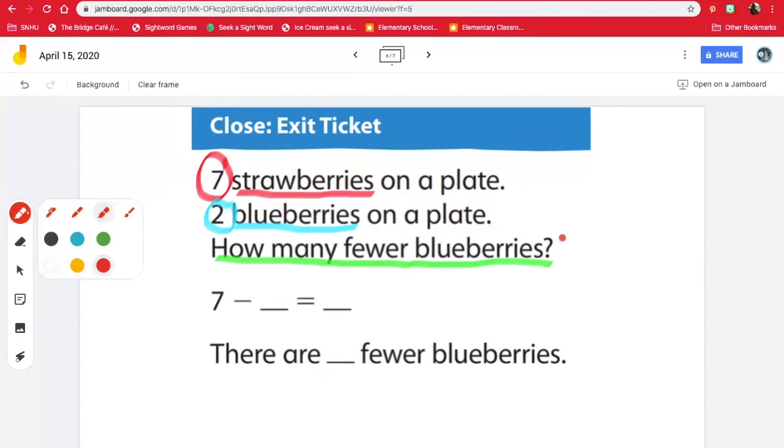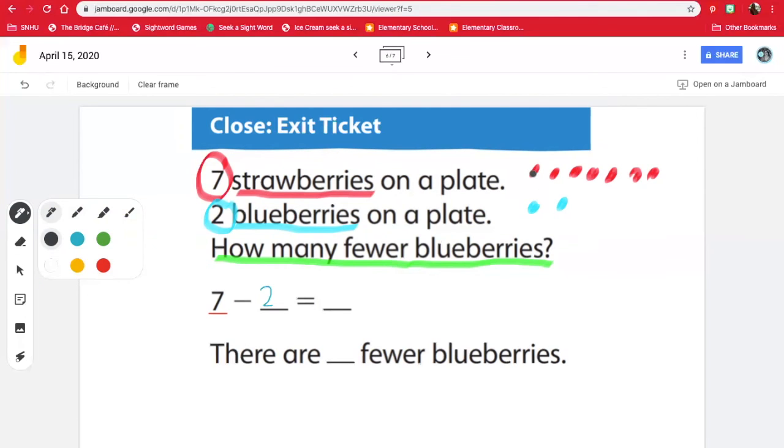So if we draw a picture, I'm just going to draw lines for the strawberries. Or a little dot. We have 1, 2, 3, 4, 5, 6, 7. And how many blueberries do we have? 2. 1, 2. So we need to do 7 take away 2 because the 7 represents our strawberries and the 2 represents our blueberries. So we need to figure out how many less does the blueberries have? How many fewer blueberries are there?